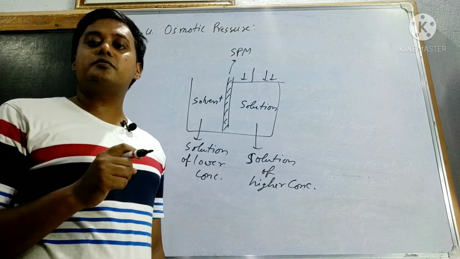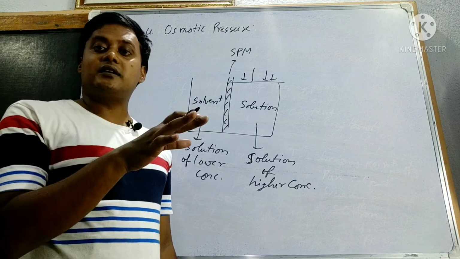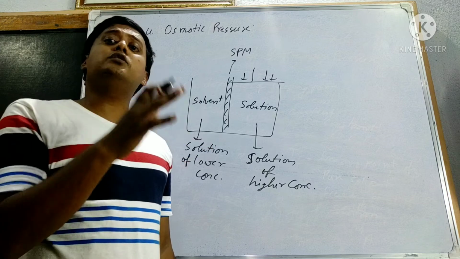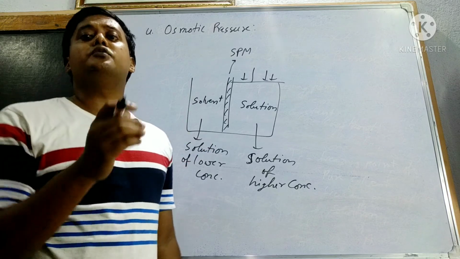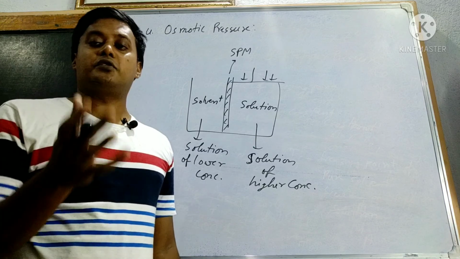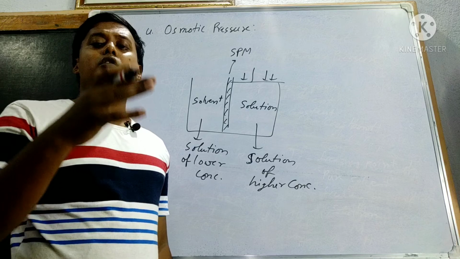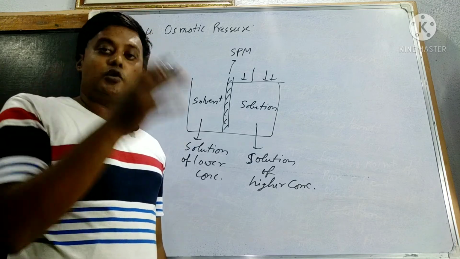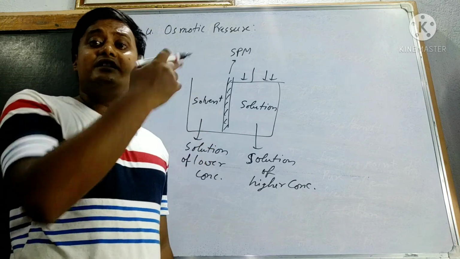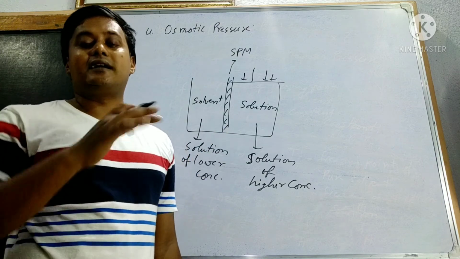So what is reverse osmosis? If we apply pressure on the solution side more than the osmotic pressure, then solvent molecules will move from the solution to the solvent, which is the reverse of osmosis. It is called reverse osmosis, as the direction is reversed.